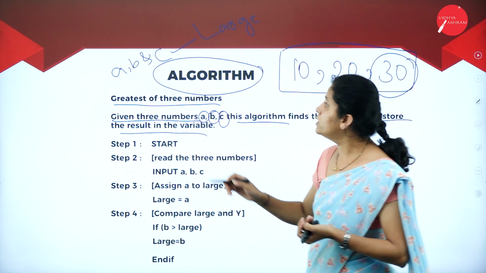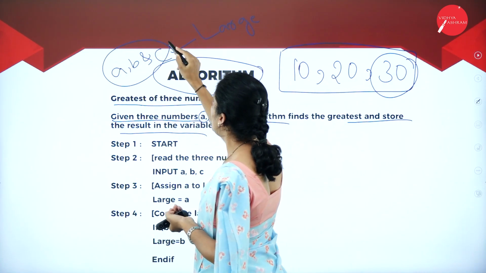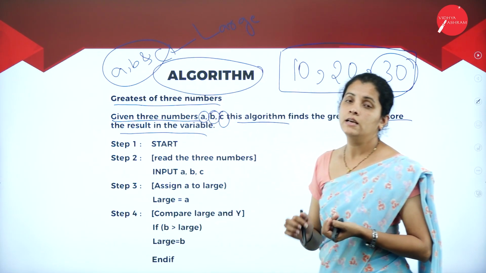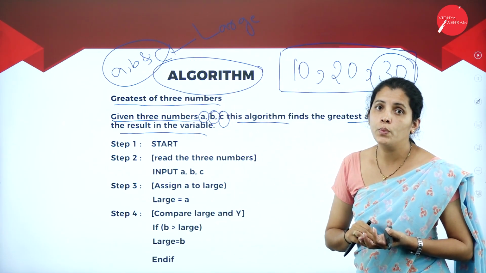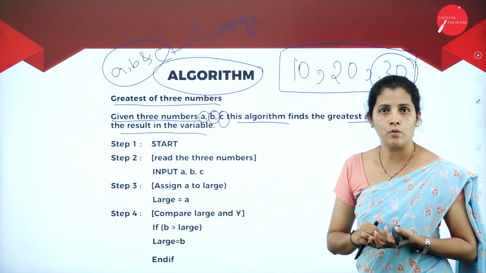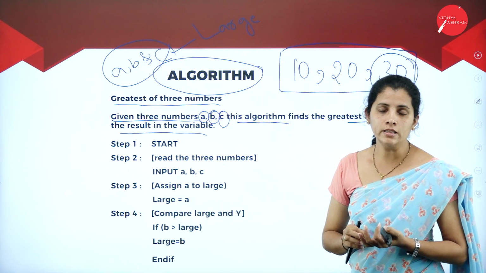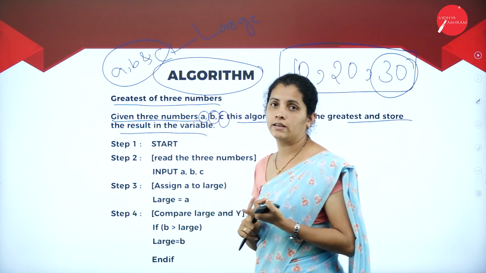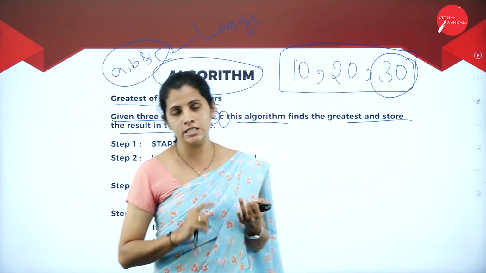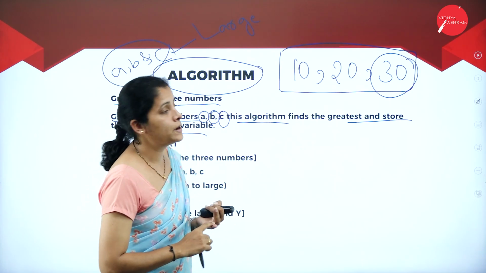So what are the inputs I'm going to have here? A and B and C. These are the 3 input variables I'm going to have. Now I'm going to start writing my algorithm. At the beginning, what do I want to write? I want to write my first step. So what is the first step I'm going to have?